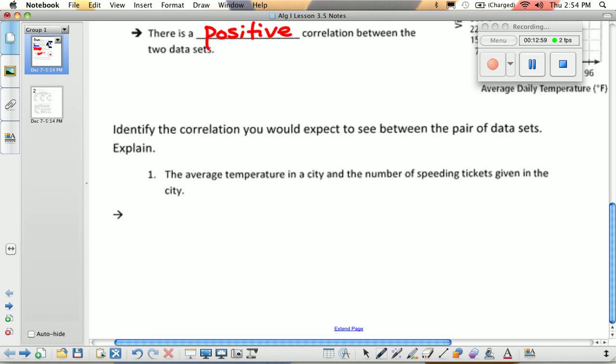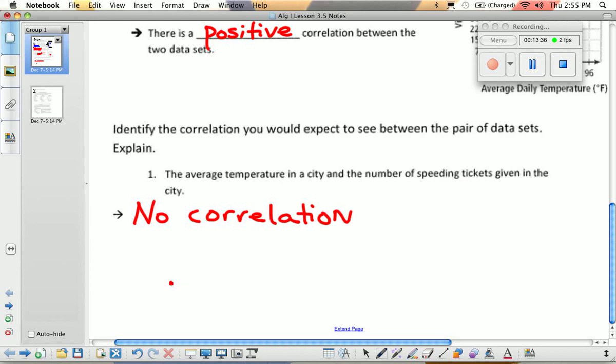So the average temperature in a city and the number of speeding tickets given in that city. Think there's any correlation? Yeah? No? Why not? Because the two relationships, they don't even make sense. The average temperature and the speeding tickets. Yeah. So how would we say that if they don't make sense? Is the average temperature going to affect? Yeah, we're going to say no correlation. That's going to be our answer for what type of correlation. But then we're going to say there's no correlation because why? They have nothing. Because nothing really. One isn't really going to affect the other.